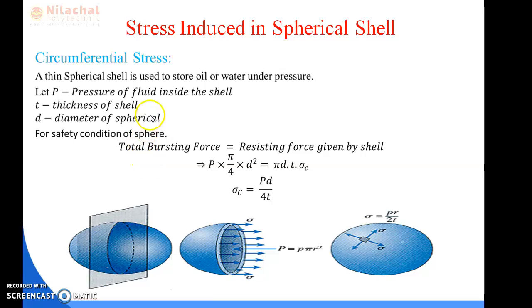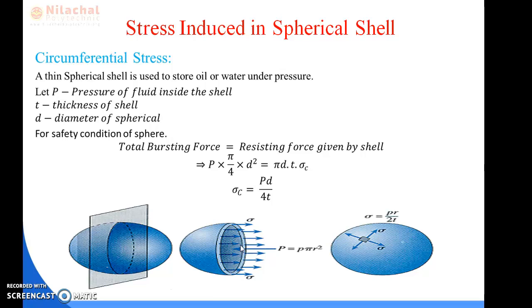Now consider a thin spherical shell used to store oil or water under pressure, where P is the pressure of fluid inside the shell, t is the thickness of the shell, and D is the diameter of the sphere. When the internal pressure of the fluid increases, the bursting of the sphere takes place. So the total bursting force, or the fluid pressure force, should be equal to the resistance force offered by the material of the shell.